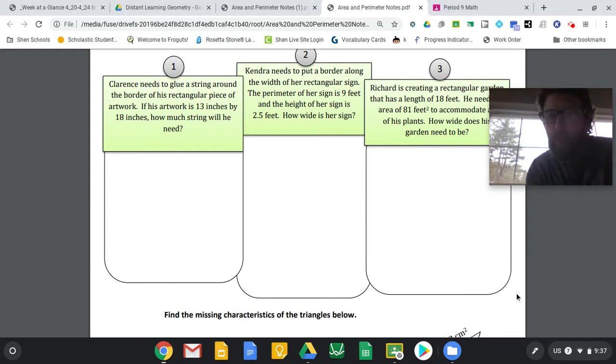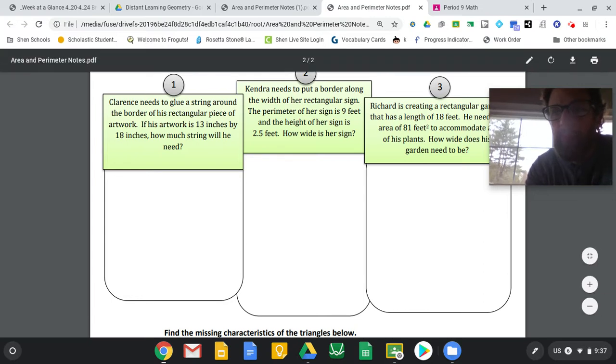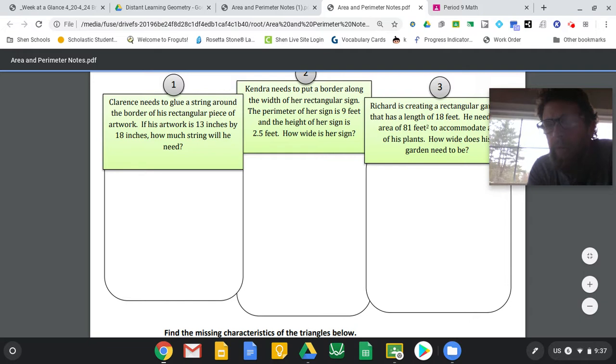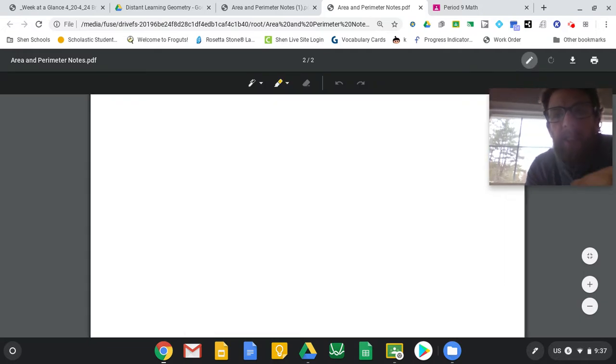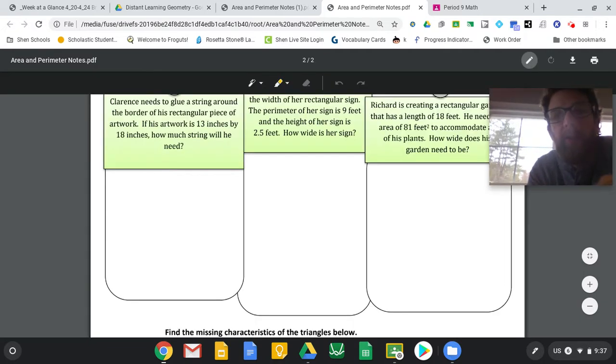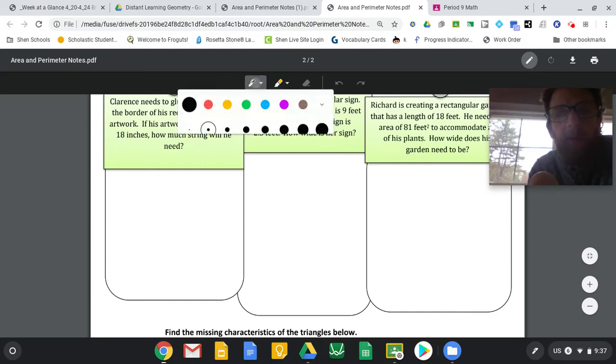Last video for today. So I'm just going to talk about word problems here quickly. Let me flip this thing around. And in the word problems, you really just have to decide whether you're finding area or perimeter, and then either add up all the sides or use the formulas again, like we talked about before.